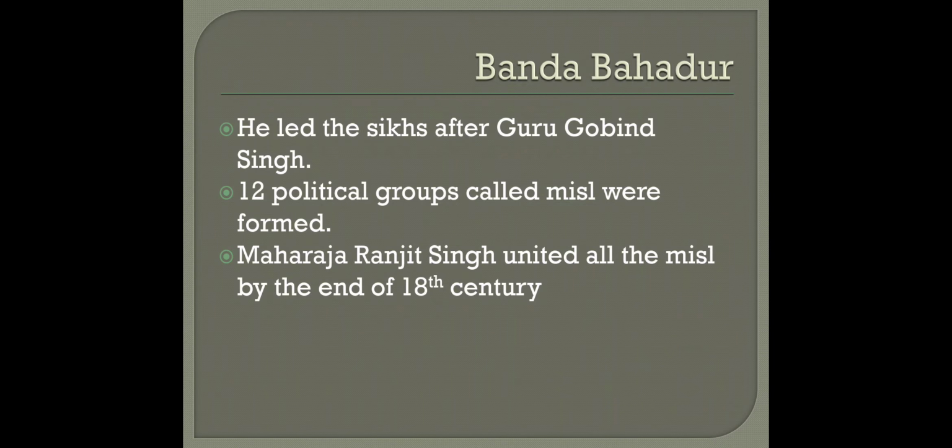Okay. So in the 18th century, the Sikhs had almost formed 12 political groups, and those political groups were called Misl. Now each political group, or we can say each Misl, controlled a specific area and had a leader. Then by the end of the 18th century, Maharaja Ranjit Singh. Now Maharaja Ranjit Singh was also one of the leaders of one of the Misl. He united all the Misl and established a powerful kingdom in Punjab. Clear? This was about Punjab under the Sikh.